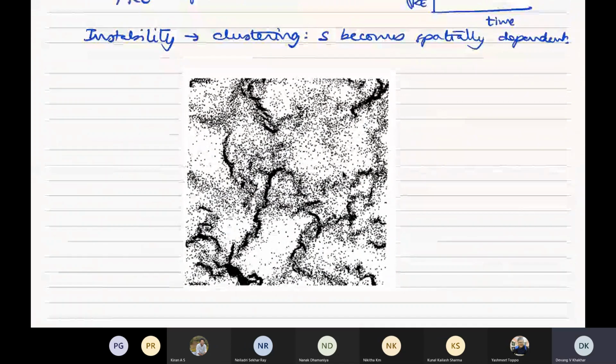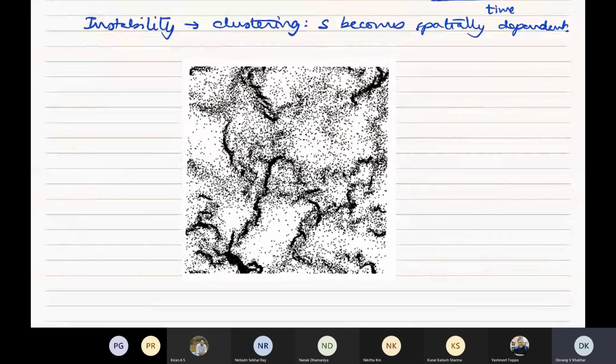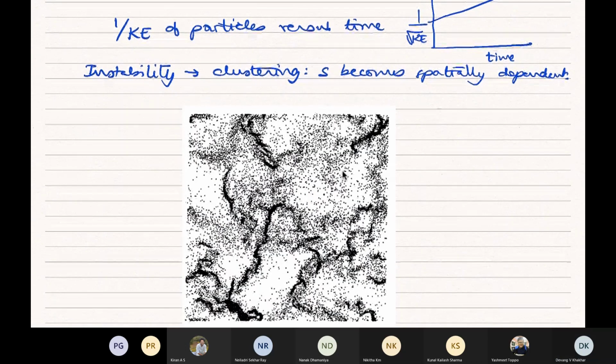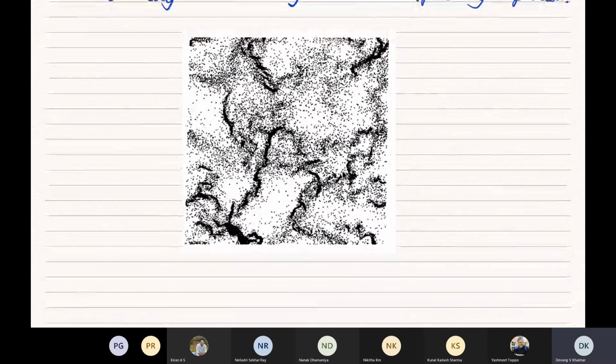So this is what happens. So you start with a large number of particles, and then, because of this instability, this spacing is no longer uniform. So you can clearly see that some particles are clustered together, and then the half law breaks down.